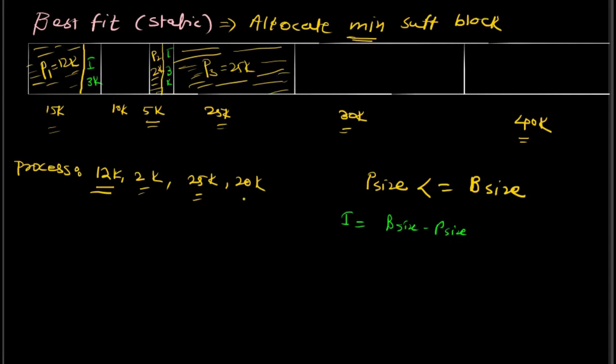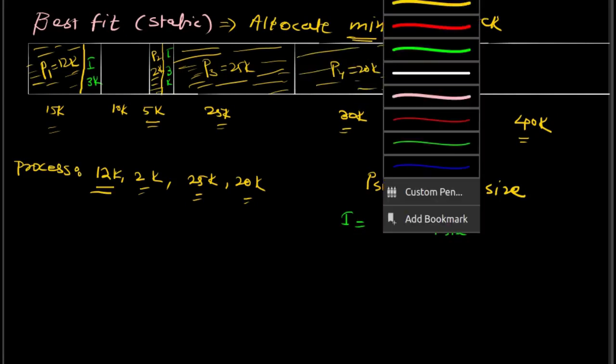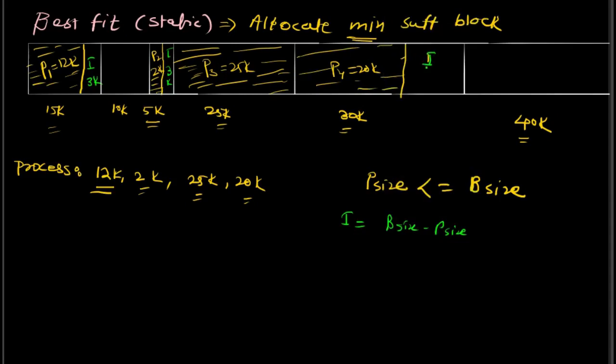Now the next process we have to allocate is 20, and for 20 the available blocks are this 10, this 30 and this 40, and out of those the minimum is 30. So we will allocate process P4 in a block of size 30. P4 equal to 20k will get allocated here in the block of size 30, and the internal fragmentation it will leave is 30 minus 20 equals 10. Internal fragmentation I is equal to 30 minus 20, which is 10k. Okay, now all the processes are allocated in the blocks.